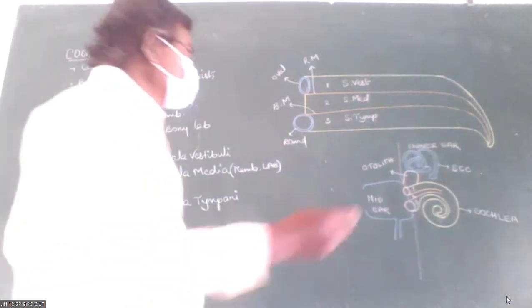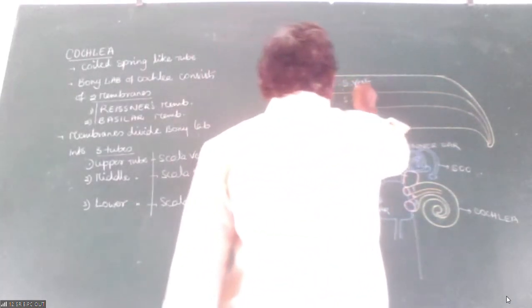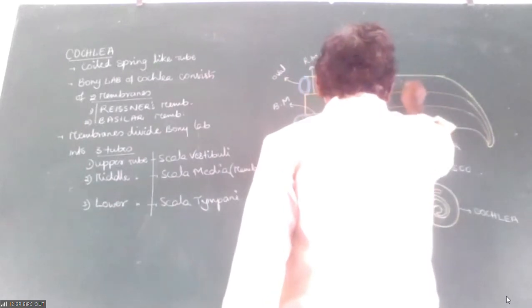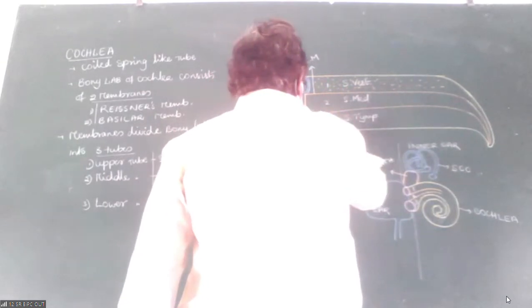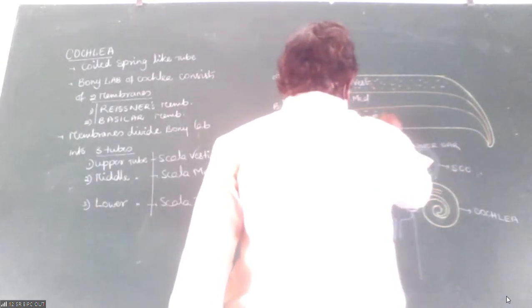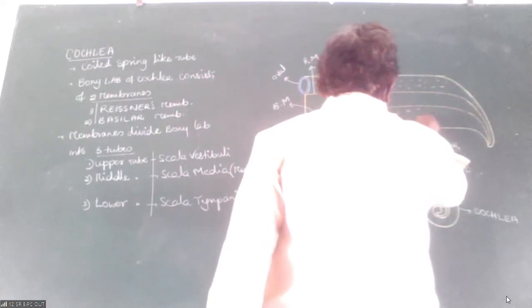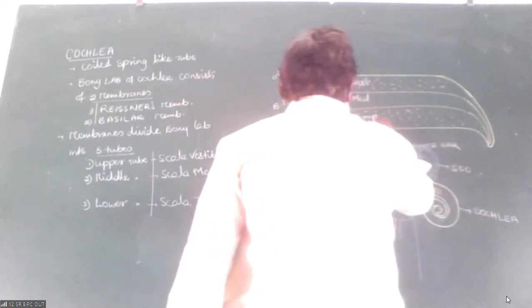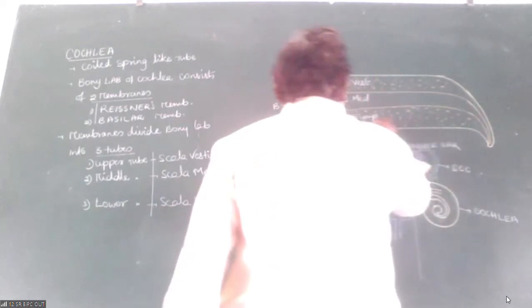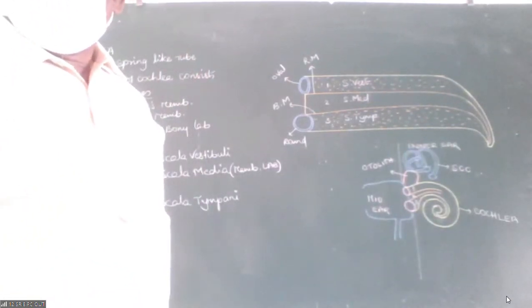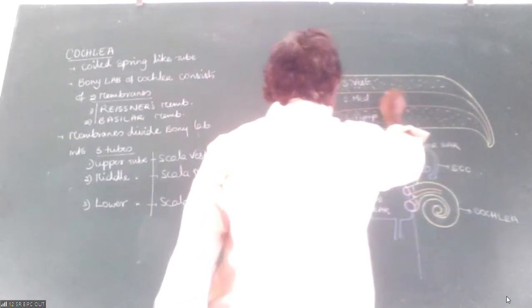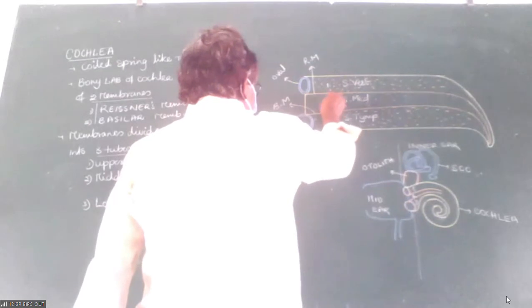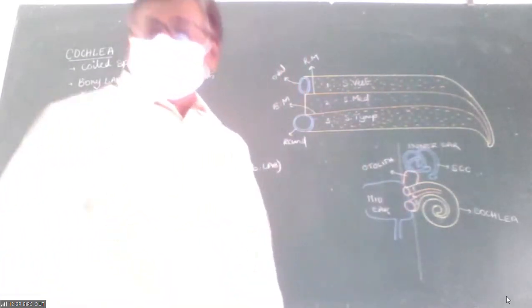Now, out of them, scala vestibuli is filled with a fluid. Scala tympani also is filled with a fluid. And the middle one, scala media, is filled with another fluid. Now you understand these three of them.